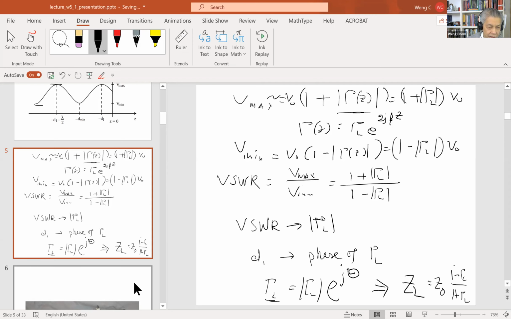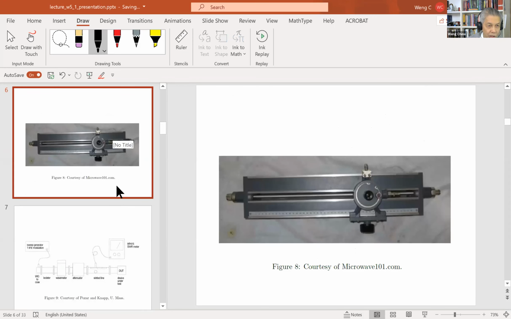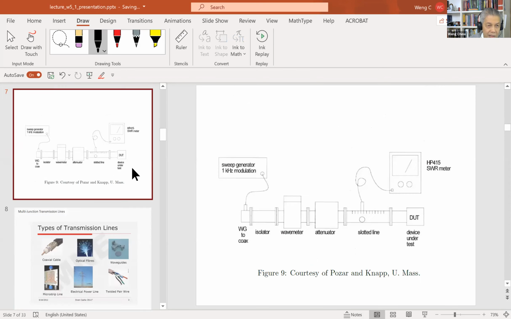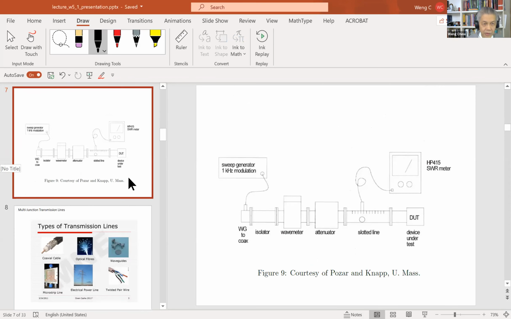And then there are actually equipments to do this kind of measurement. This is just one equipment to show you. And this is another one. So are there any questions on transmission lines before I move on to the next lecture? Okay, I will not go through the detail of this. You can read about them in the lecture notes.